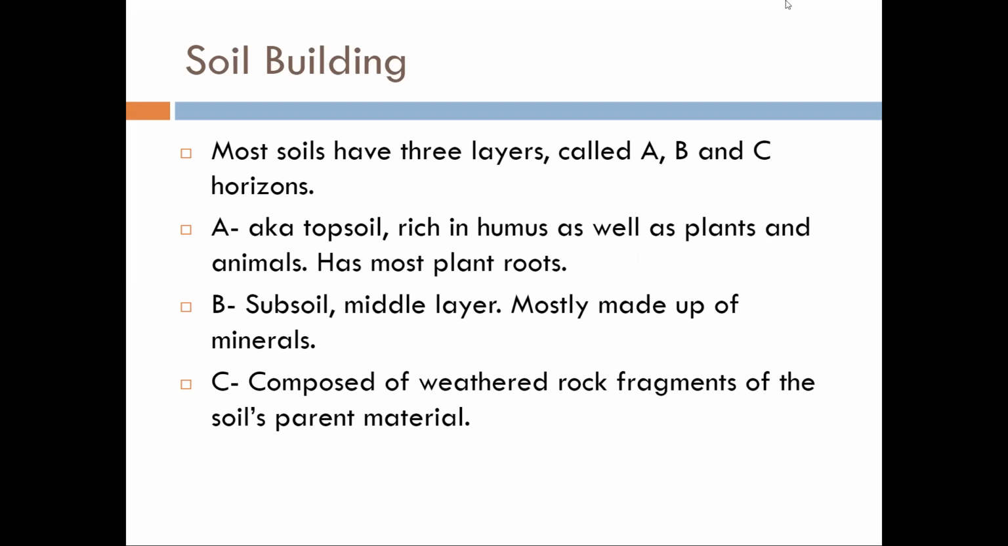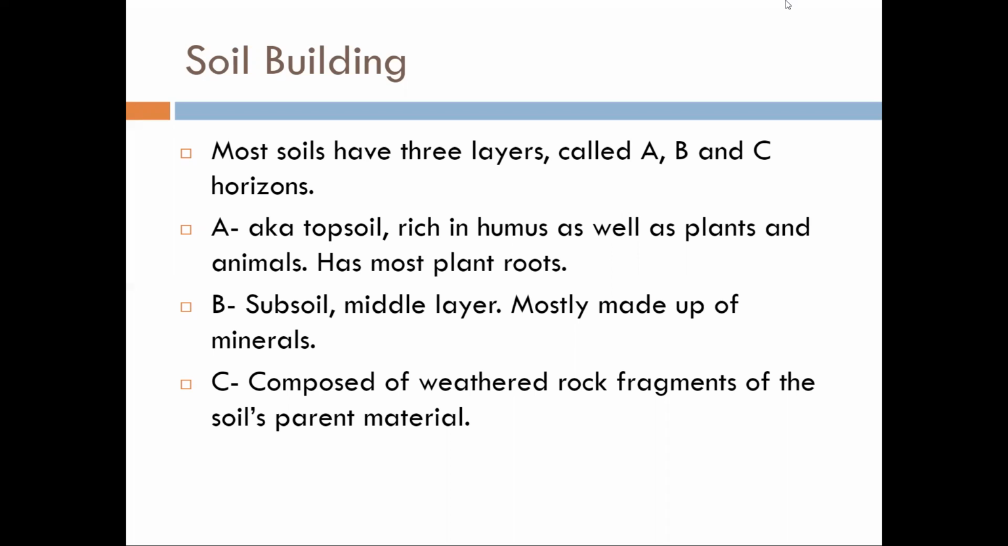Moving forward, we have horizon B. This is also known as subsoil. This is the middle layer. And this is mostly made up of minerals. So again, horizon A, topsoil. This is our first layer of soil. This is where we have plant roots. Moving down a layer, we have horizon B, our subsoil. This is the middle layer, made up of mostly minerals.